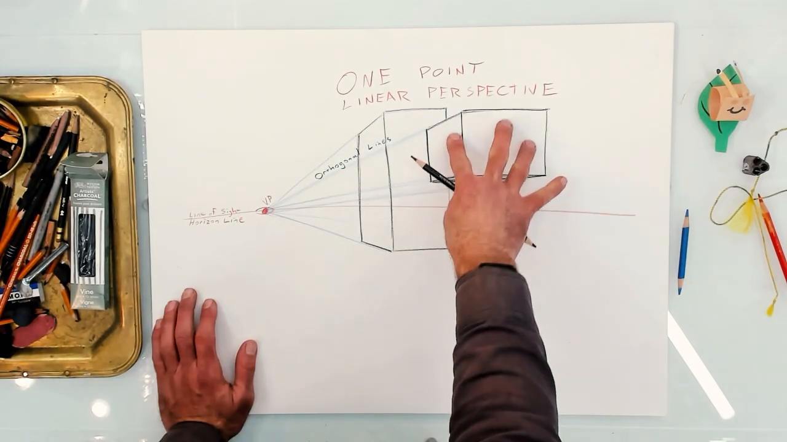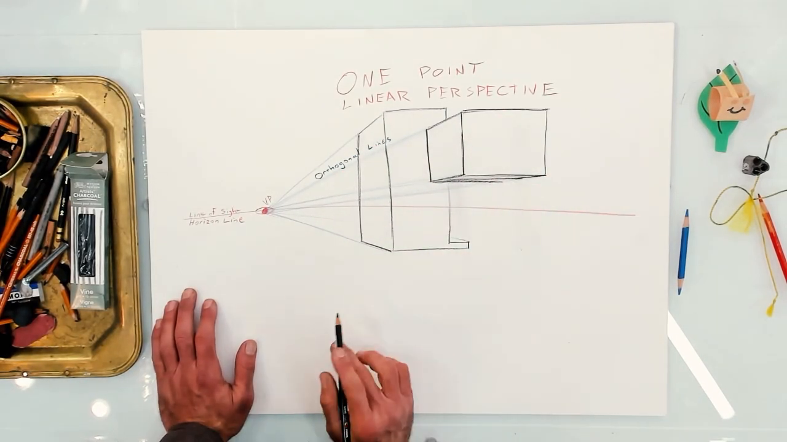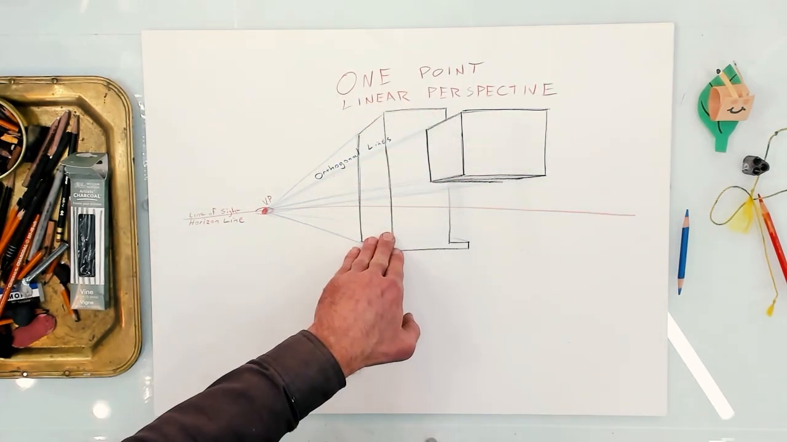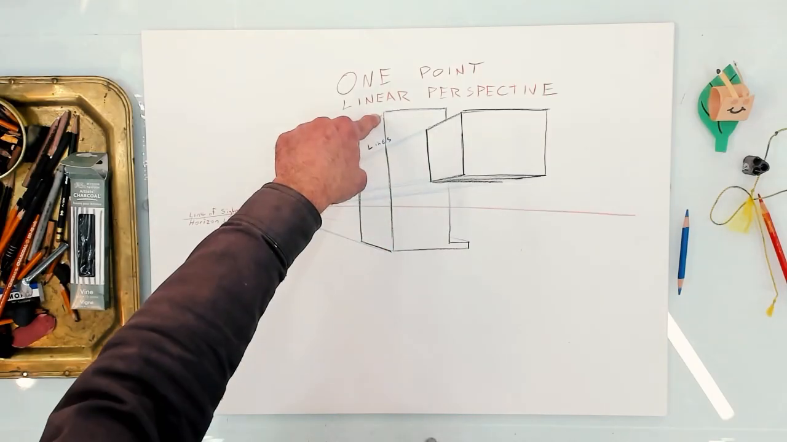This object is above my line of sight. That's why I can see a little bit of the bottom. This object splits the difference here. It's above and it's below my line of sight. So I cannot see the bottom, I cannot see the top.